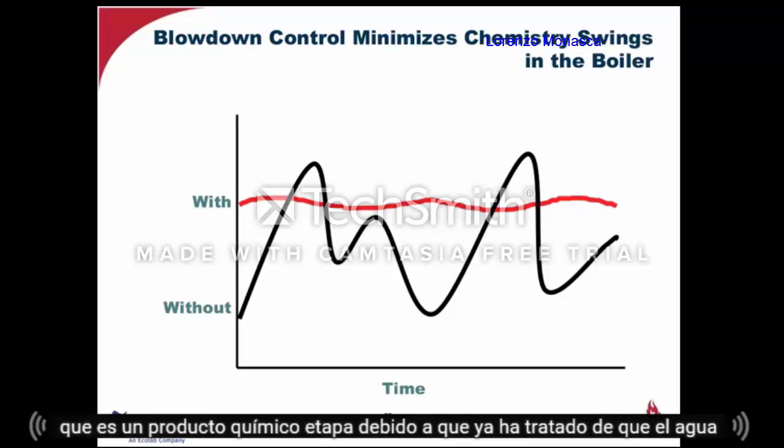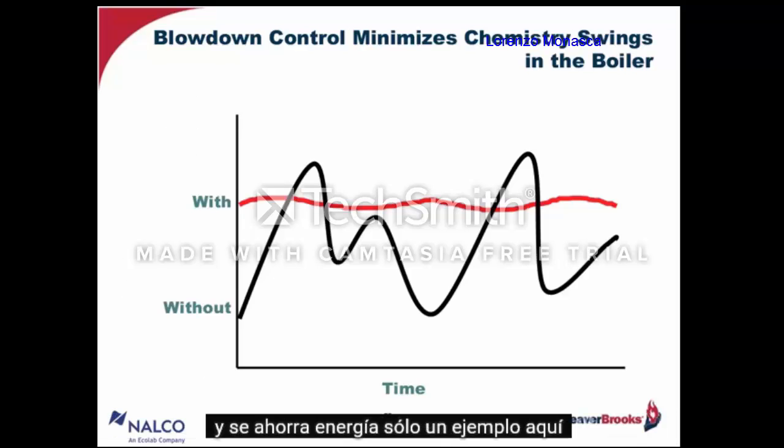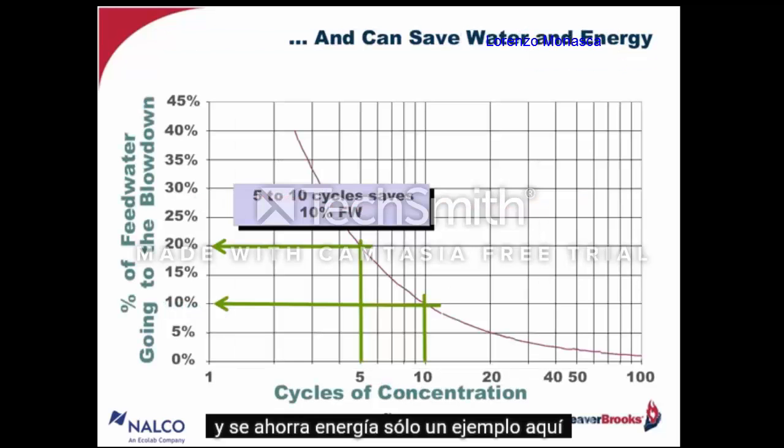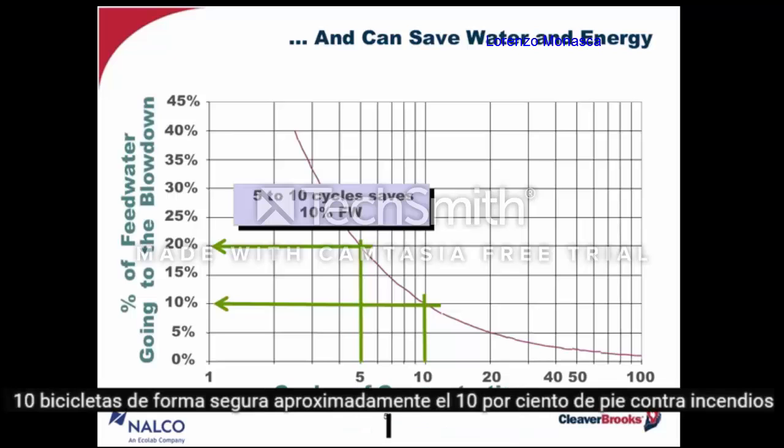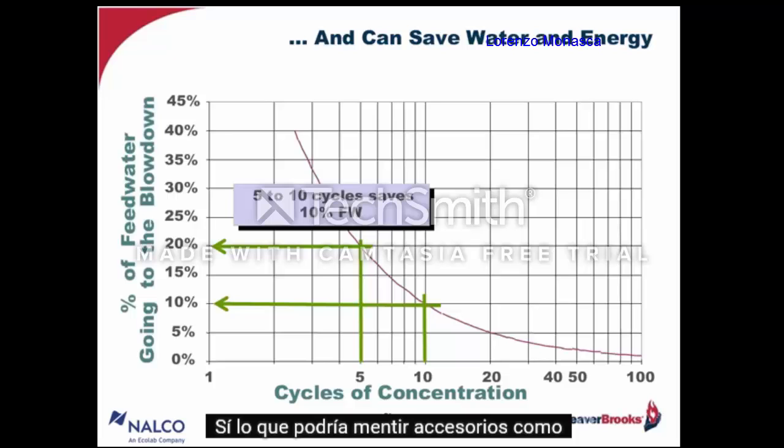It saves you chemicals because you've already treated that water, and it saves you energy. Just as an example here as to how much water we're talking about, the green lines that I've already got up on this chart represent a doubling of cycles. If I go from 5 cycles to 10 cycles, I save roughly 10% of my feed water. That's what my y-axis reads out as blowdown, percent of feed water going to blowdown.